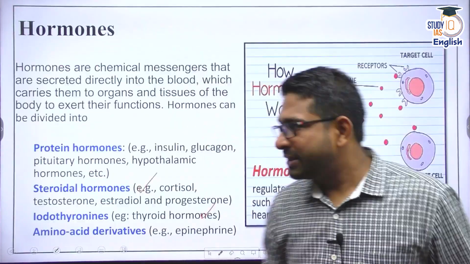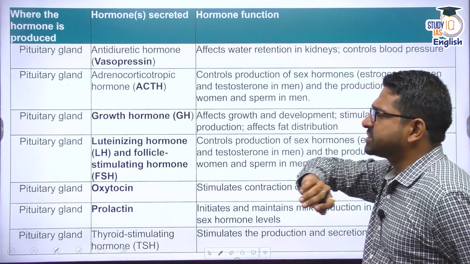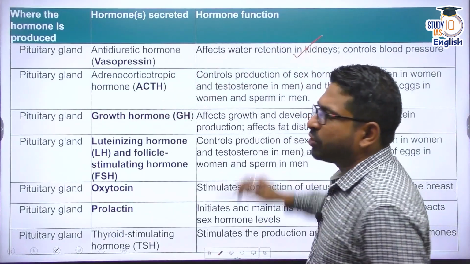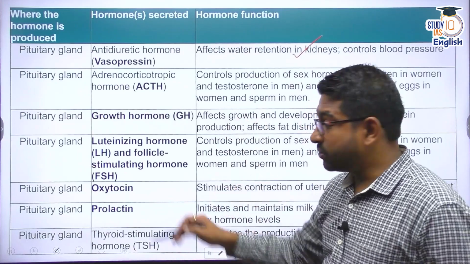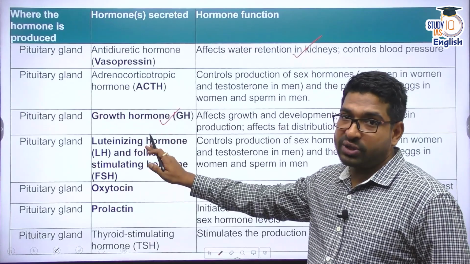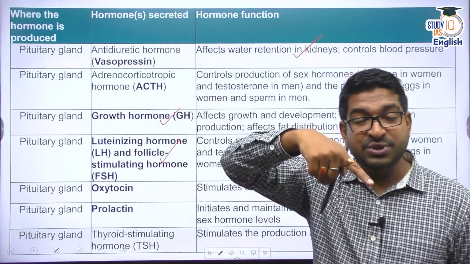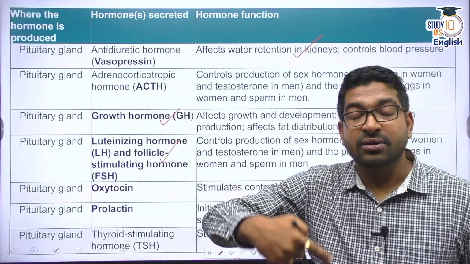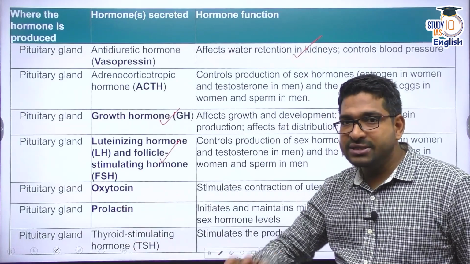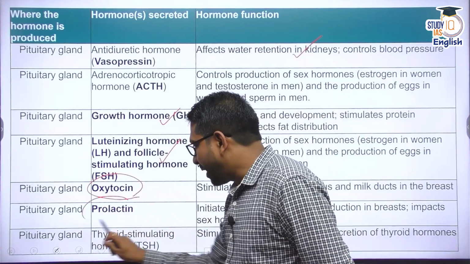And as I told you, there are certain hormones for your reference. Again, the pituitary gland releases some of the important hormones like vasopressin. It controls your water retention in the kidney. It also releases growth hormone responsible for growth. It releases LH and FSH, luteinizing hormone and follicle stimulating hormone. This in turn helps the sex organs release those sex hormones. Apart from that, the pituitary releases two important hormones. I want you to remember this: oxytocin and prolactin.